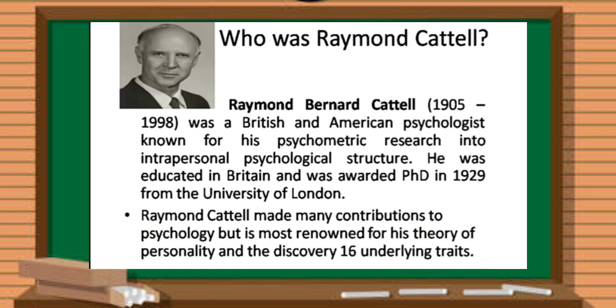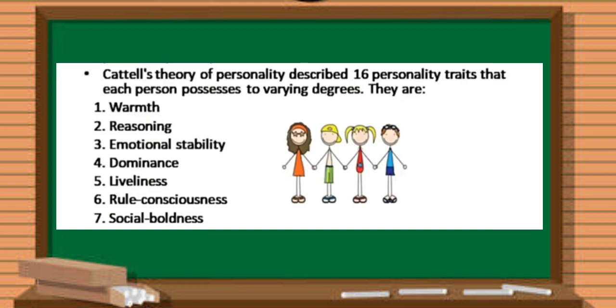Raymond Cattell made many contributions to psychology, but is most renowned for his theory of personality and discovery of 16 underlying traits. Cattell's theory of personality describes 16 personality traits that each person possesses to varying degrees.